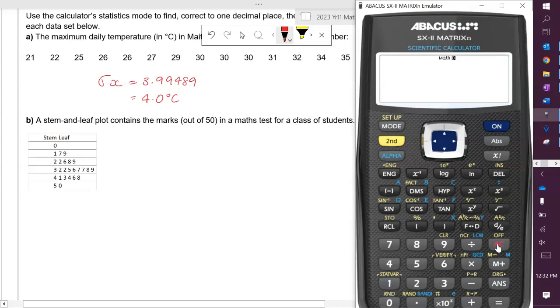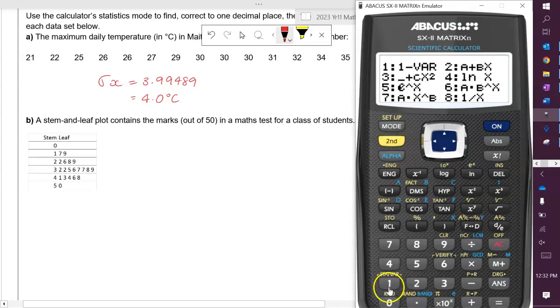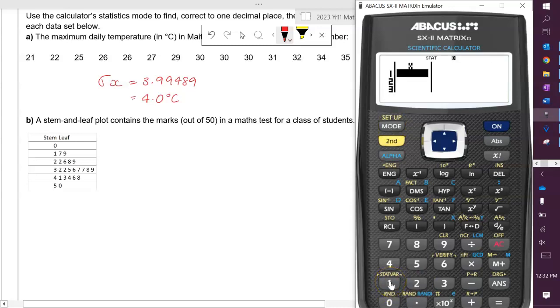Then I would need to find the standard deviation for the stem and leaf plot, which contains the marks out of 50 in a maths test for a class of students. So again, we want to find that standard deviation. We're going to input the data again. So we go mode 2 and 1, which puts us into our stats mode. We're going to enter in the numbers in our stem and leaf. Remember, this is written as 17, 19, 22. So 17 equals, 19.